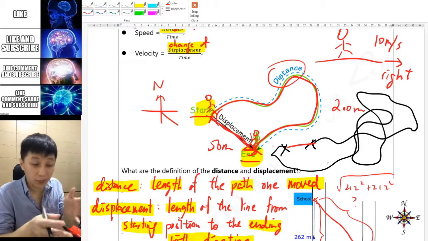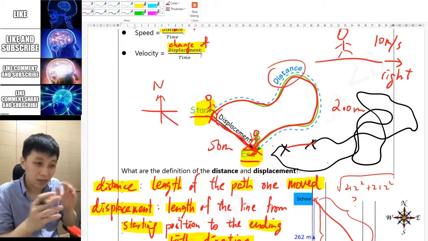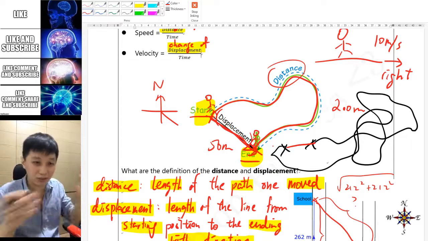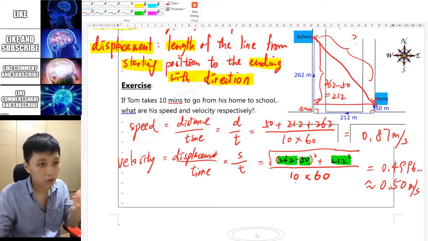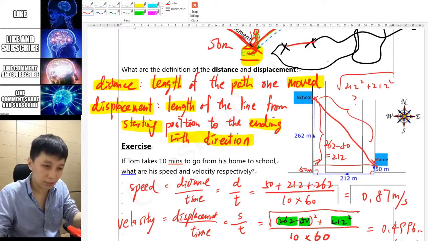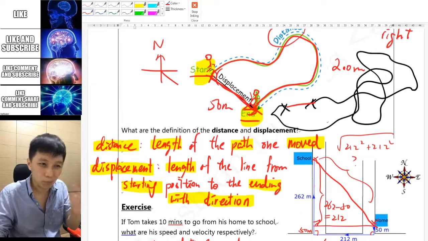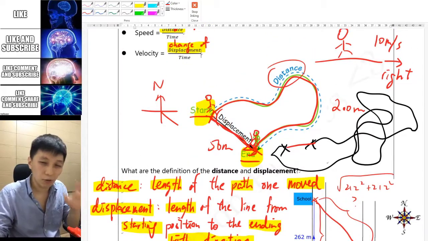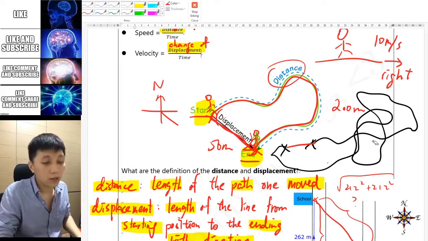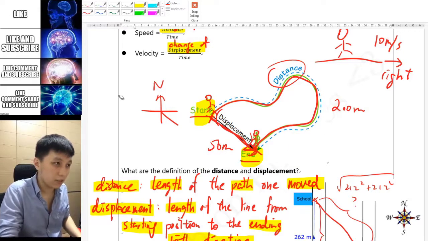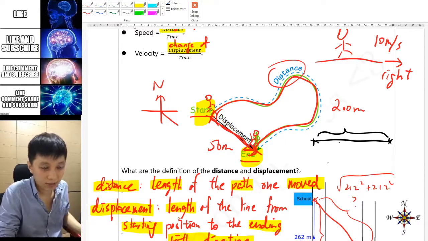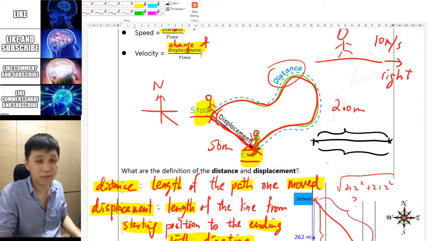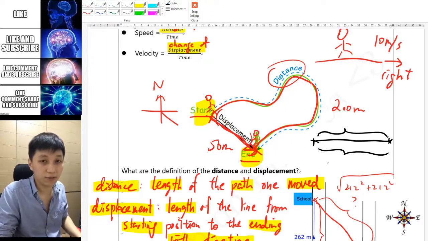So obviously your displacement is much shorter, but then the time that you take, you can't just reduce the time. It's just still the same time like we did in the calculation. It's still 10 times 60. So it is a must that velocity at most will equal the speed, and most of the time it will be lower than the speed. The situation where they will be equal is when the path is a straight line itself. So in this case, the distance and displacement are simply the same, except again displacement you still got the direction.